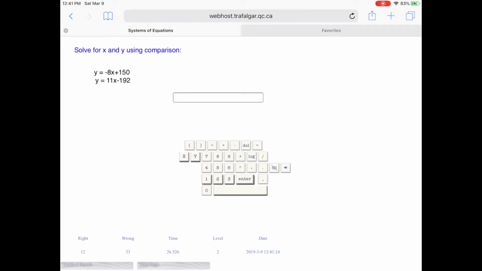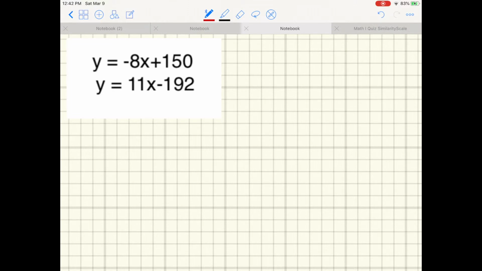Yay. Let's try another one. Y is equal to negative 8x plus 150 and y is equal to 11x plus 192. I'm going to equate them. I'm going to say that 11x plus 192 is equal to negative 8x plus 150.